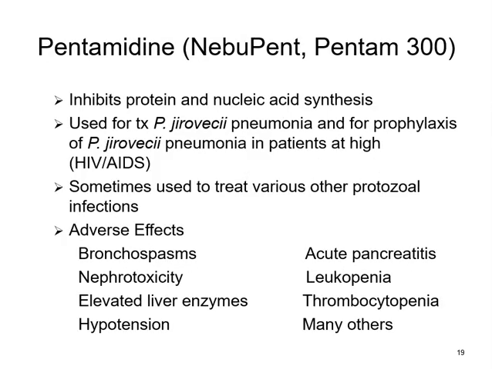Another medication used to treat Pneumocystis jirovecii is pentamidine. It's commonly used in our patients with HIV and AIDS, and sometimes for other things, but generally for PJP. Our adverse effects are listed here. Bronchospasms, so monitor your patient's airway very carefully. Nephrotoxicity, so monitor their kidney function. Elevated liver enzymes, so monitor for signs of liver dysfunction and make sure they don't have liver dysfunction before giving a dose. Low blood pressure, pancreatitis, and bone marrow suppression, including leukopenia and thrombocytopenia, and of course many others. These medications are not for the faint of heart, and they are only used if absolutely necessary.